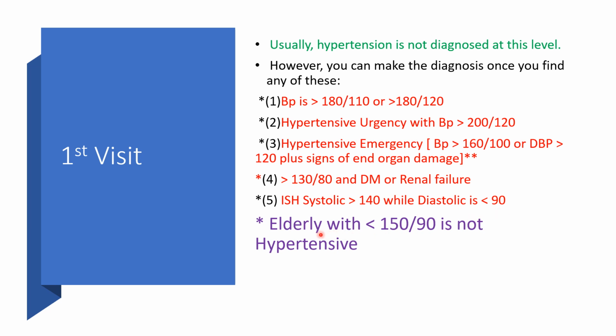If we're dealing with an elderly patient with less than 150 millimeters of mercury over 90 millimeters of mercury, that is not hypertensive. We cannot make a diagnosis of hypertension in an elderly man or woman with blood pressure values less than 140 over 90 millimeters of mercury.